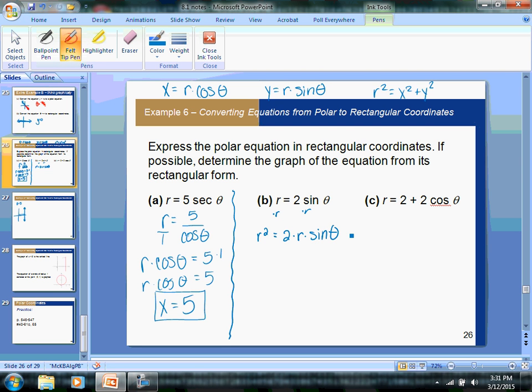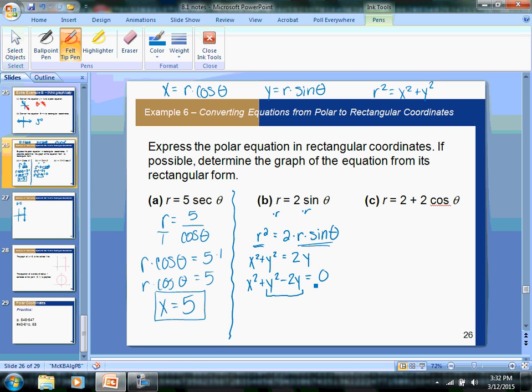But now this helps me do 2 things actually, because now I have an r squared that I can substitute, and I also have an r sine theta that I can substitute. So that r squared is going to be x squared plus y squared, and then the r sine theta is going to be y. There we go. Now it's all rectangular. Now I can still simplify this and clean this up a little bit. So if I get all my terms together, minus the 2y over, then I have these y terms here.